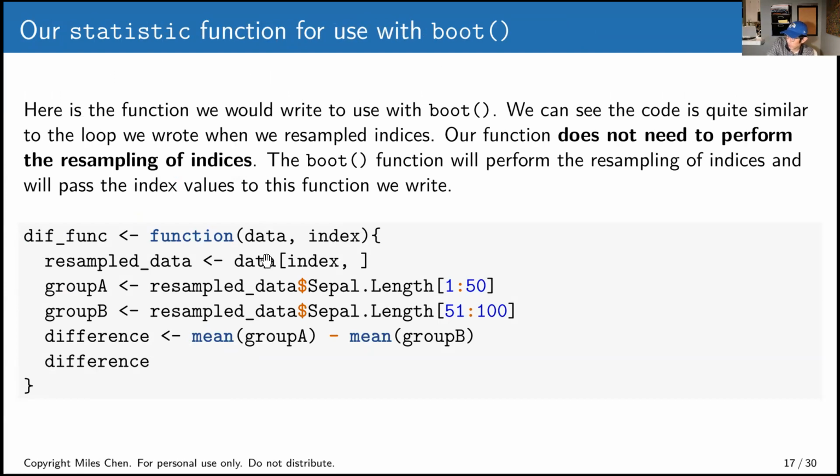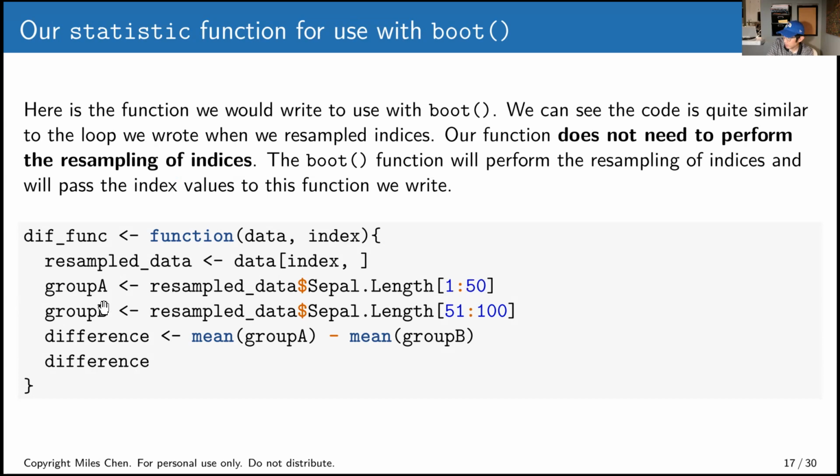It's just that here there's no call for sample anywhere in here. All I'm doing is I'm going to take the data and I'm going to subset on the index. The function boot is going to pass random index values here anyway, and so that will form our resampled data. The index values that boot is going to pass will be random, and so when I subset data on that, we'll have our resampled data.